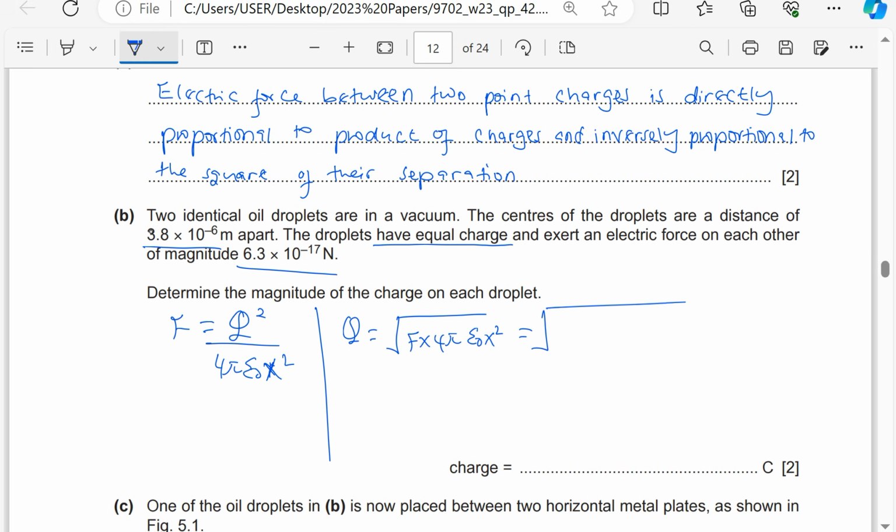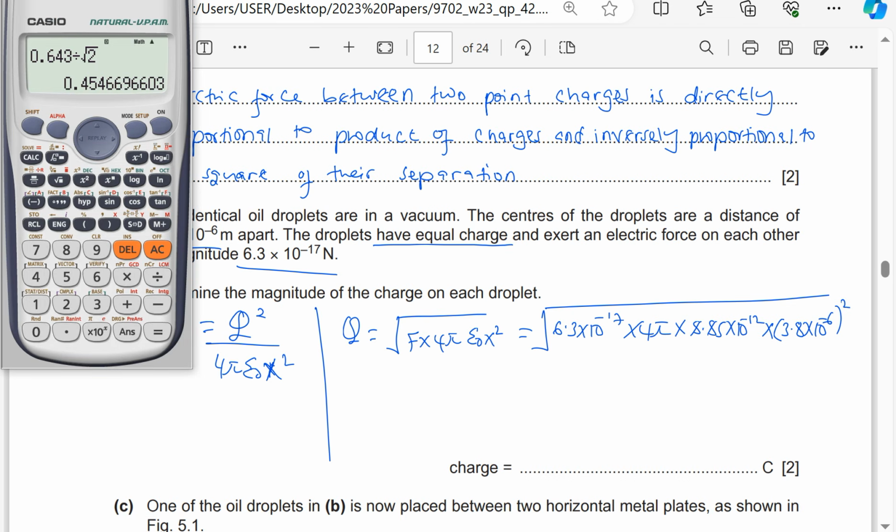which is going to be the square root of F. F is 6.3 times 10 to the power of minus 17 times 4 pi, then times epsilon, which is 8.85 times 10 to the power of minus 12, and times x. X is 3.8 times 10 to the power of minus 6, and this is going to be squared.